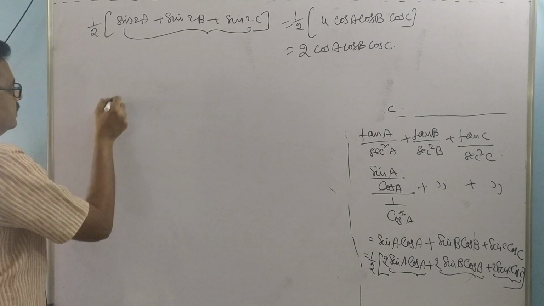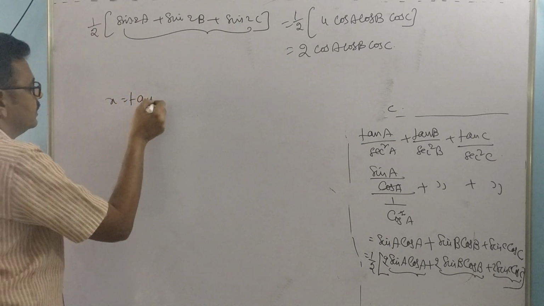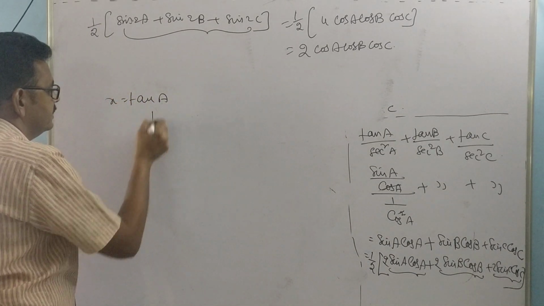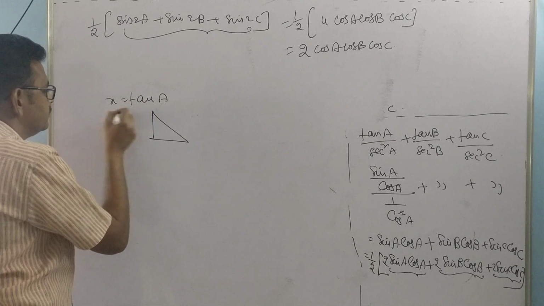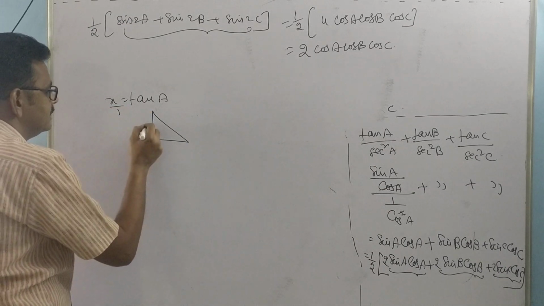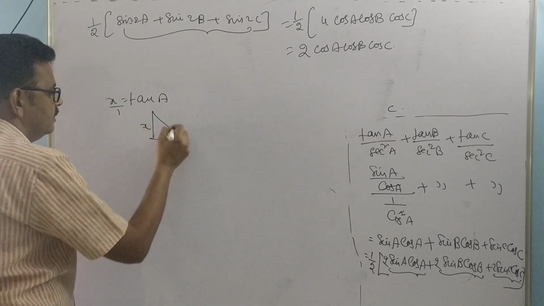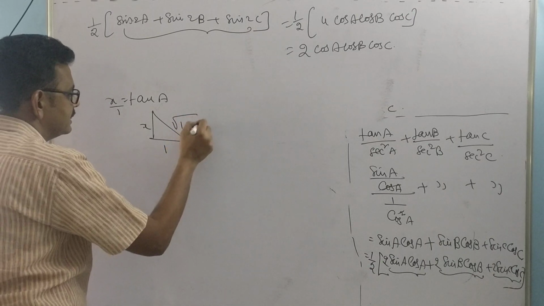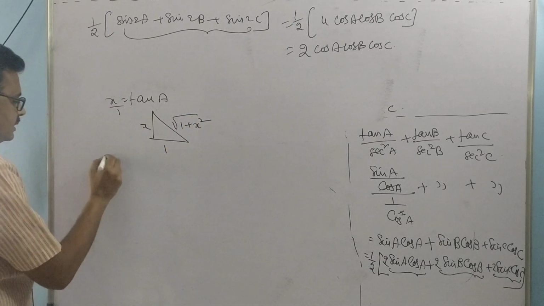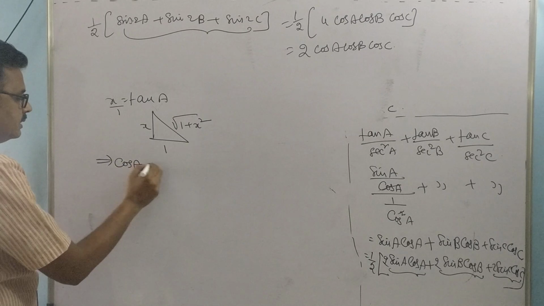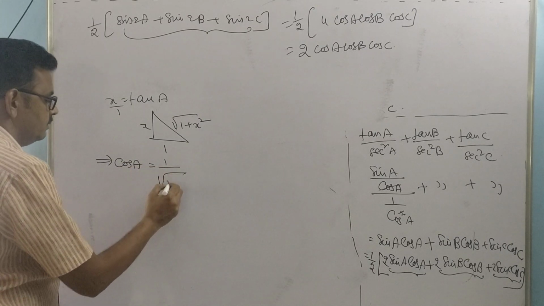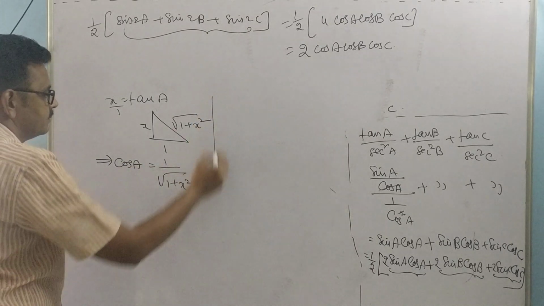Now here, just there I put x equal to tan A. So this is tan A means what? x by 1. So this is x, this is 1. What about the hypotenuse? Root of 1 plus x square. Implies what is cos A equal to? Cos A equal to 1 by root of 1 plus x square.